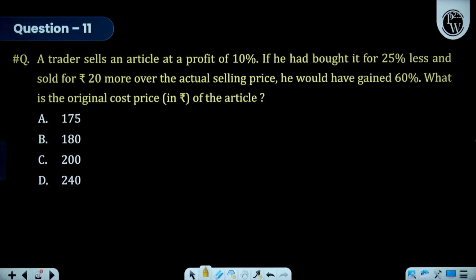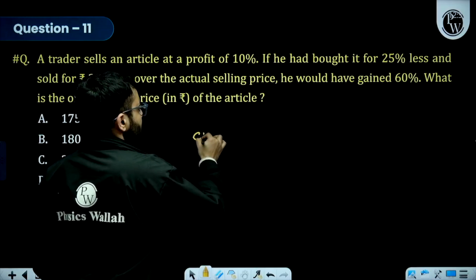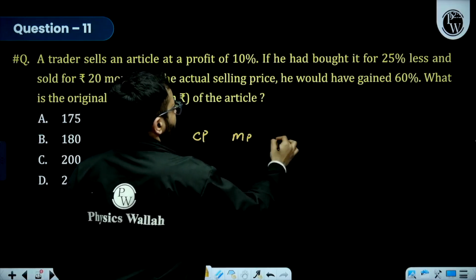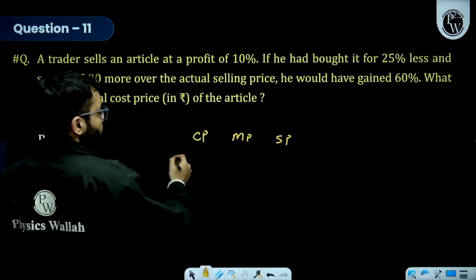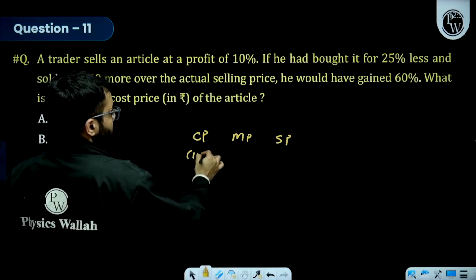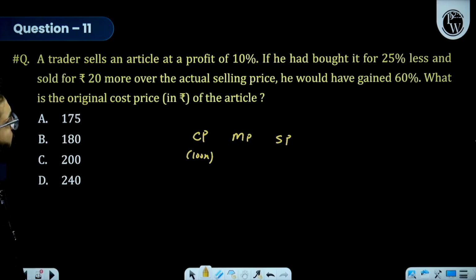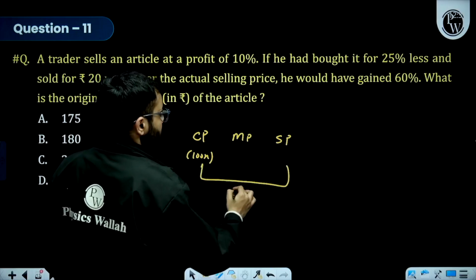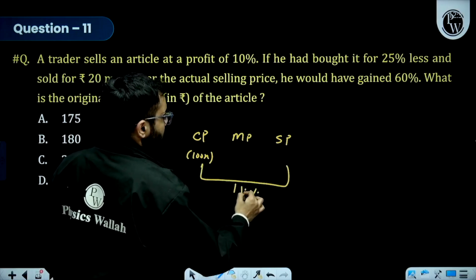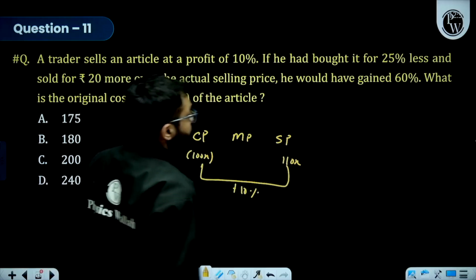So let us solve, guys. If I make the frame for this question, the frame will look something like this: CP, MP, and then SP. We do not know the value of cost price, so I'm assuming it to be 100x. And the question said that the trader is making a profit of 10%. So definitely this is 10% greater than the CP. So selling price is going to be 110x.